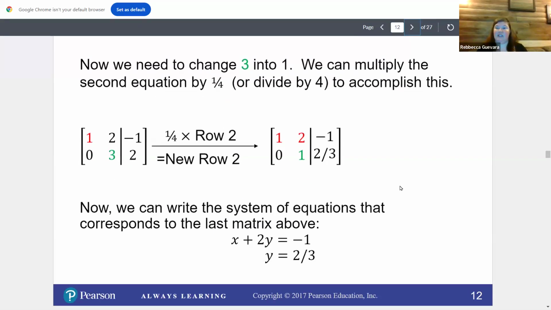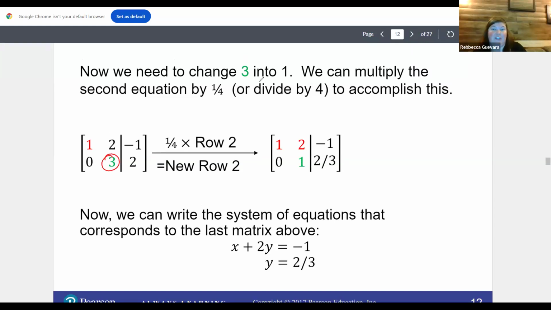So the other thing that we said that we could do is that we could multiply a row by a non-zero constant. So now we need to change that 3 right here. We need to change that to a 1. So we can multiply the second equation, and that should have been a third here, by 1/3, or divide by 3. I don't know how that got a 4 there. I must have been fixing something.